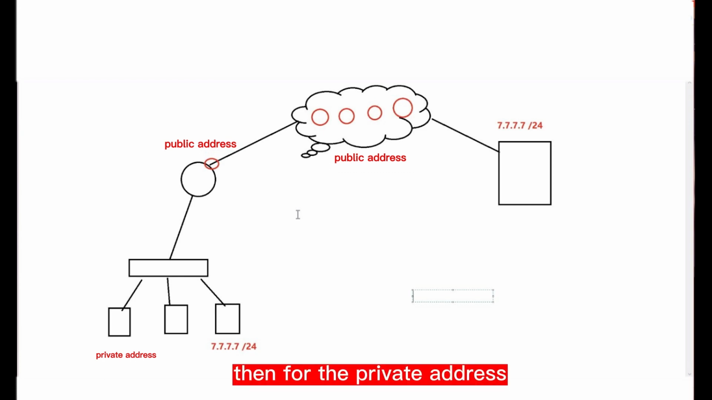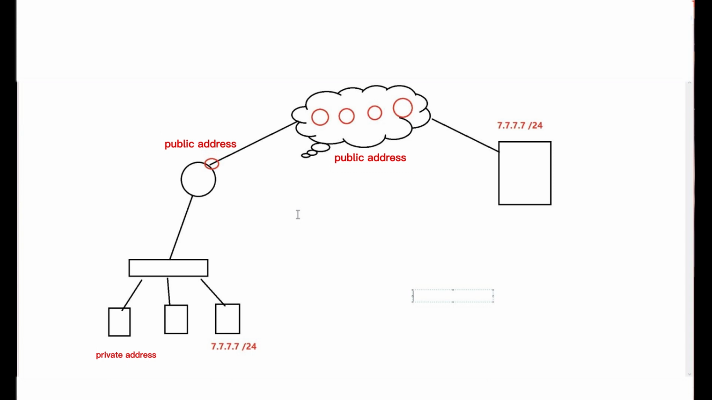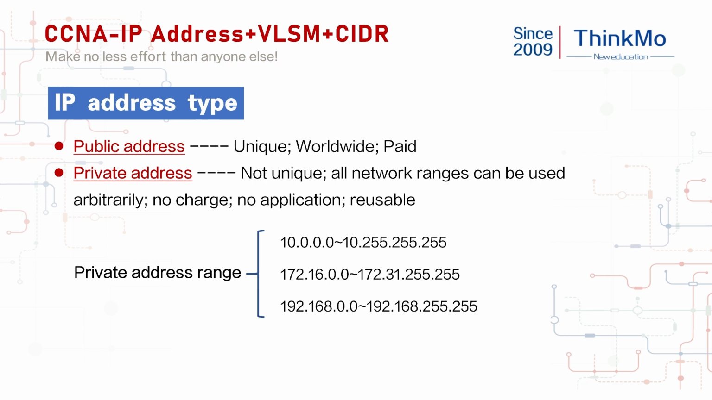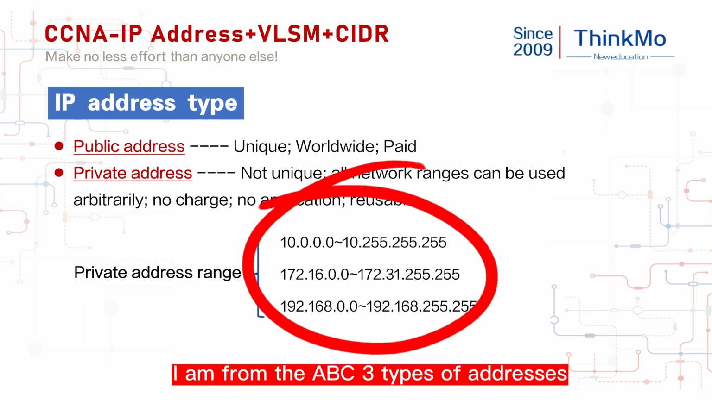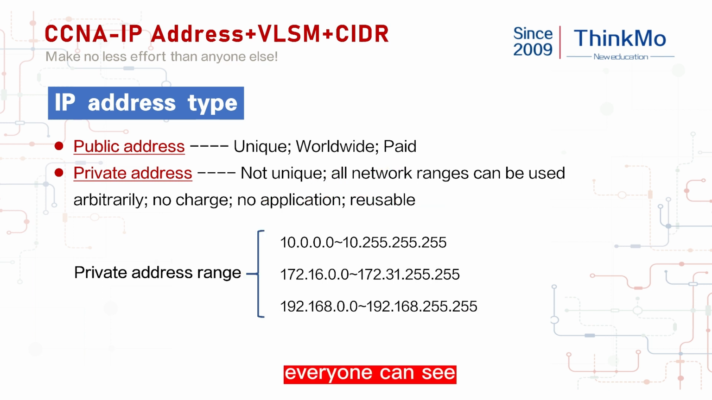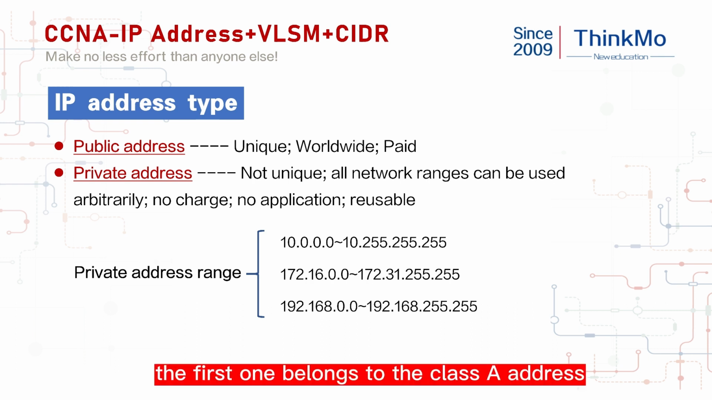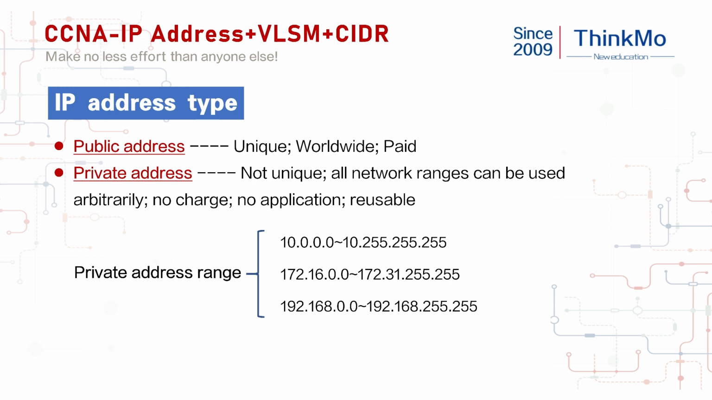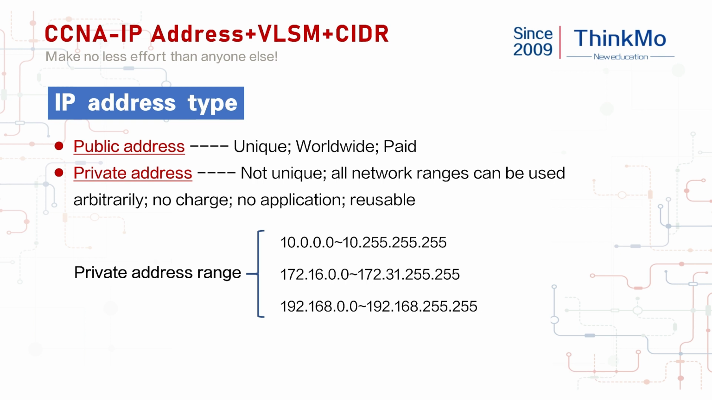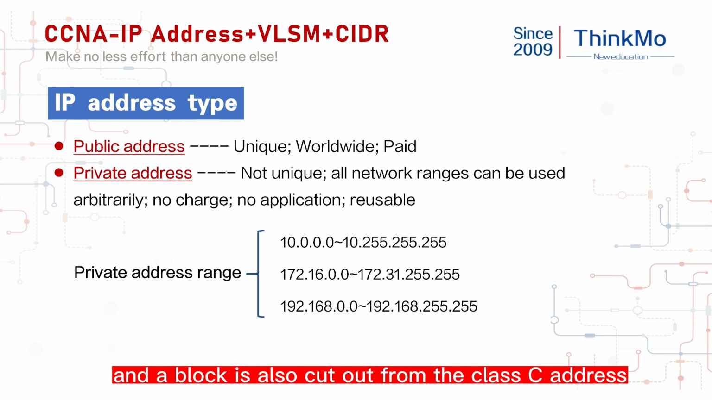Then, for the private address, there is a stipulation. That is the range of private addresses. Everyone will find that from the A, B, and C types of addresses, it cuts out a piece as the private address. First of all, the first one belongs to the Class A address, from 0 to 127. The second is to cut out a block in the Class B addresses. Because Class B addresses are from 128 to 191, it is 172. And a block is also cut out from the Class C address.